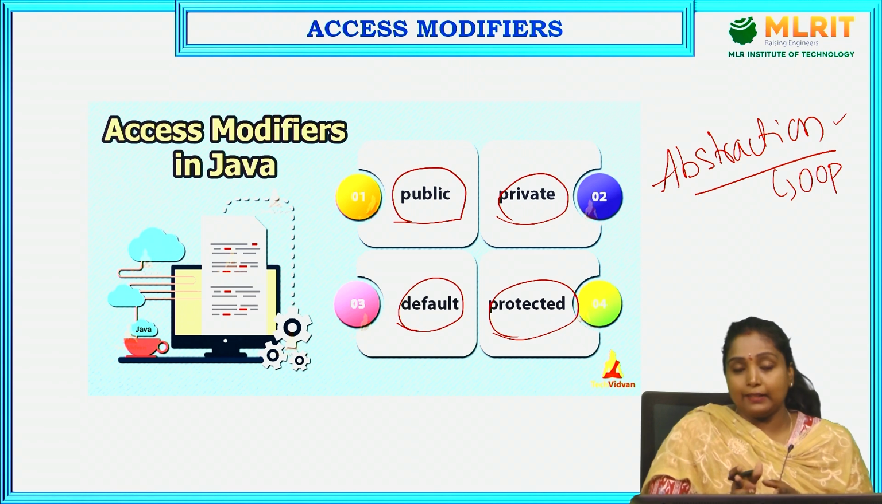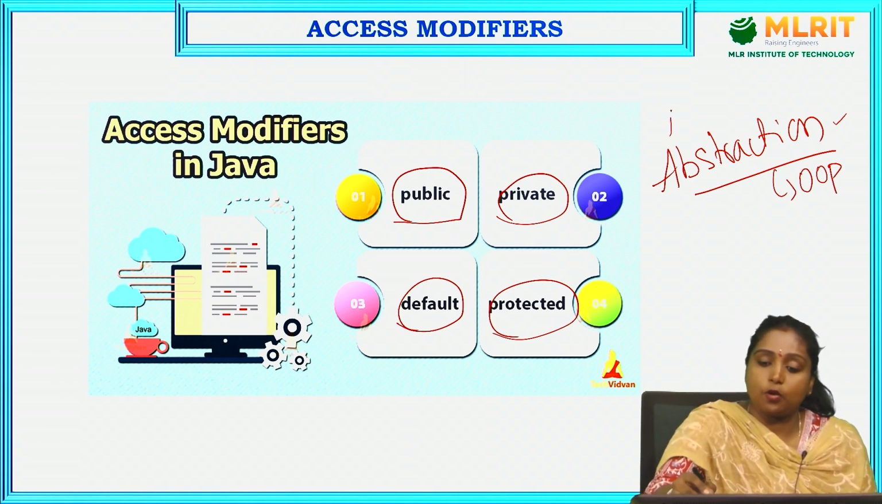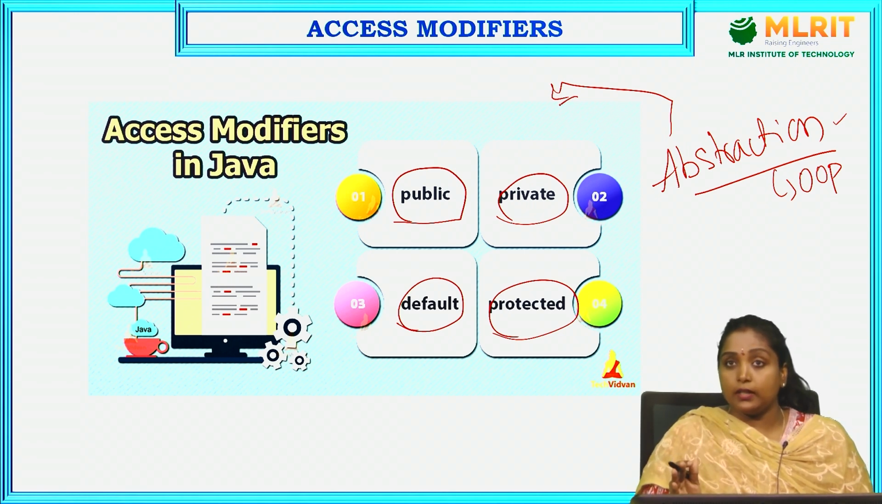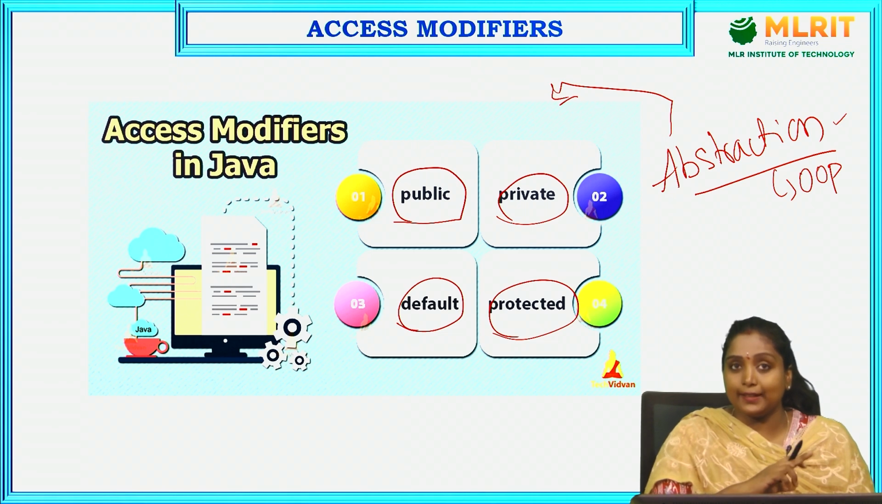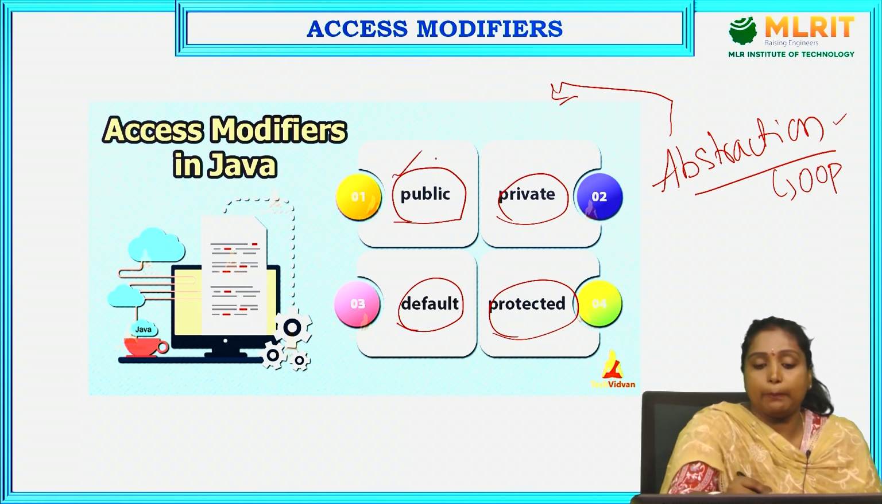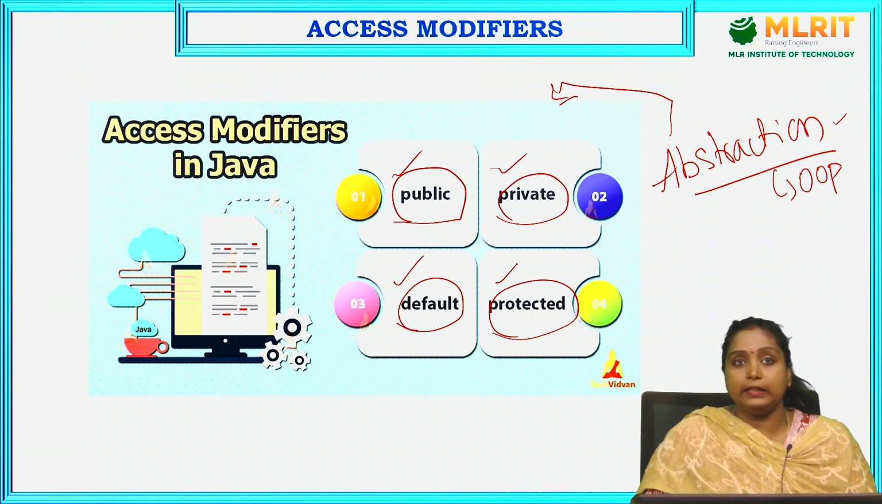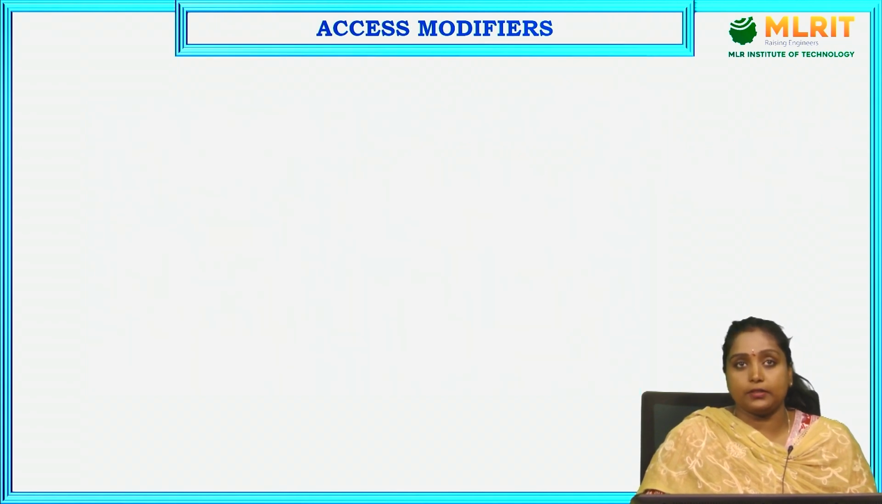In order to achieve abstraction, there is a concept called access modifiers. In Java, we use these 4 access modifiers: public, private, default and protected. We will see in detail about these access modifiers.